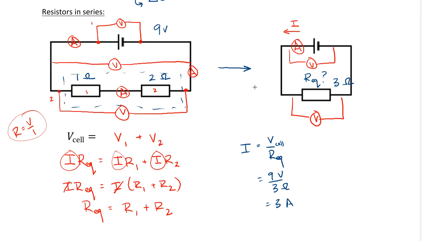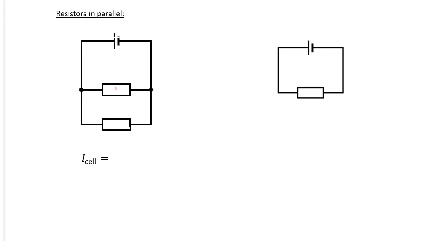Now let's talk about resistors in parallel. Here's resistor 1 and here's resistor 2 in parallel. And remember that when we're talking about resistors in parallel, it's the current that adds. So if I were to put an ammeter here and get the current coming out of the cell, I'll call that I sub cell, that's going to be equal to I sub 1 plus I sub 2. Because of this branching, those two have to add to the total current out of the cell.